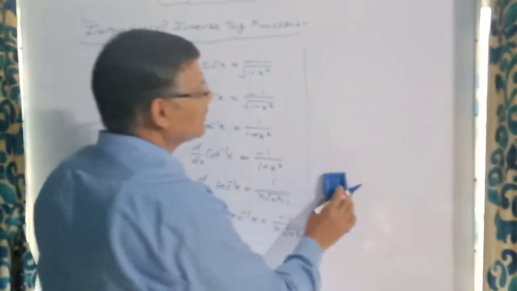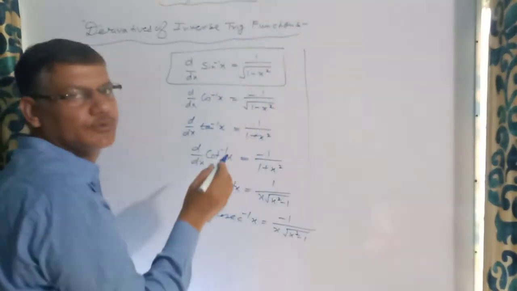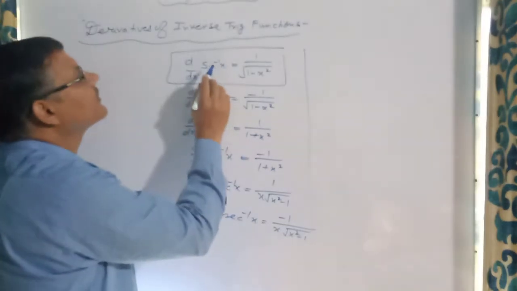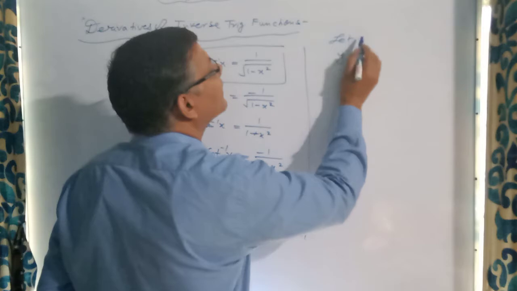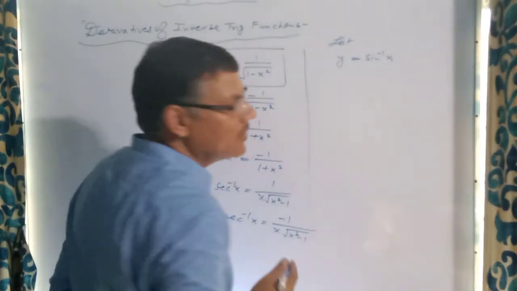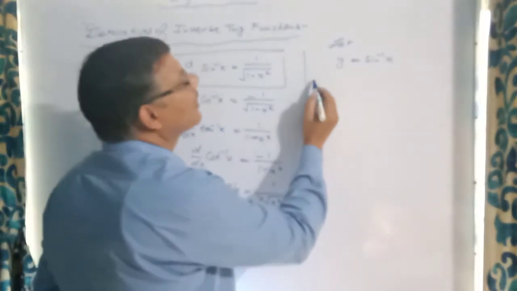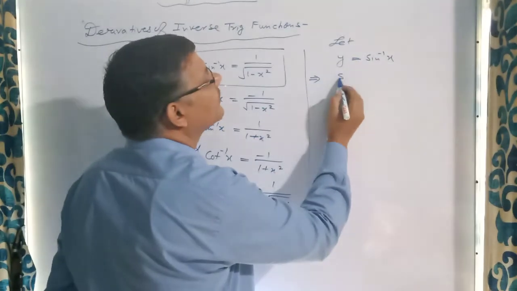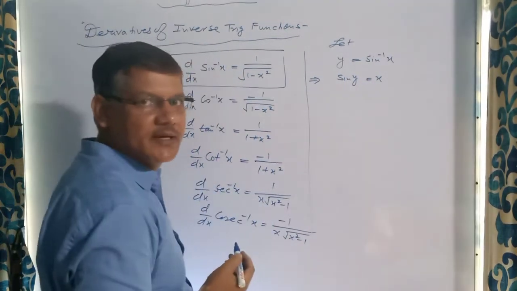We may prove that very easily. For example, we are going to prove this. So first of all, we take this function. Let y is equal to sine inverse x. When we take sine inverse x as y, then by the property of inverse trigonometric function, we get sine y is equal to x. It is very easy.